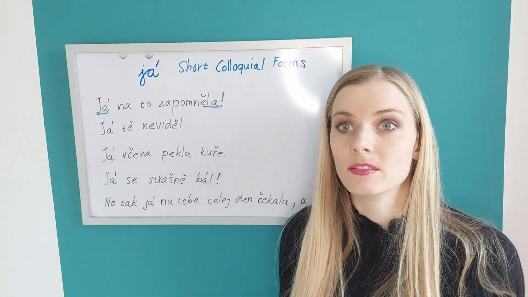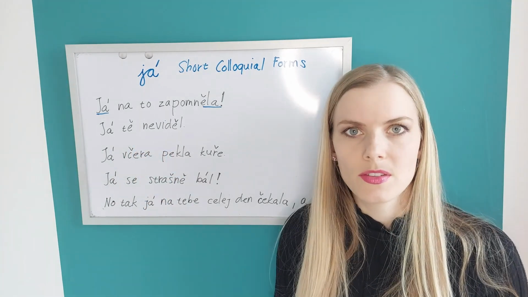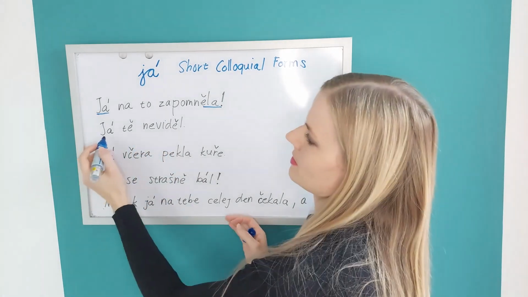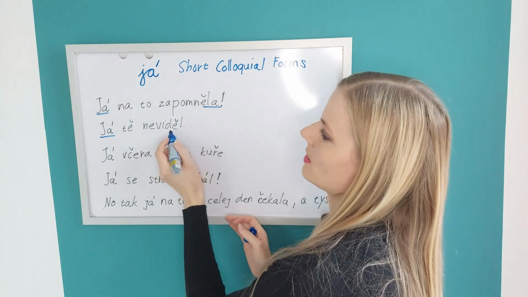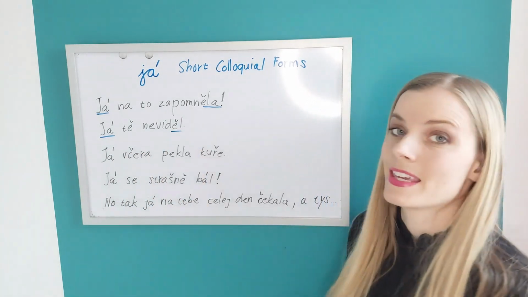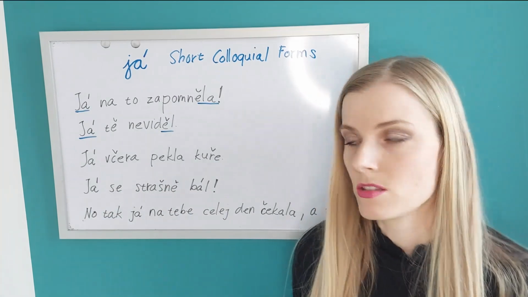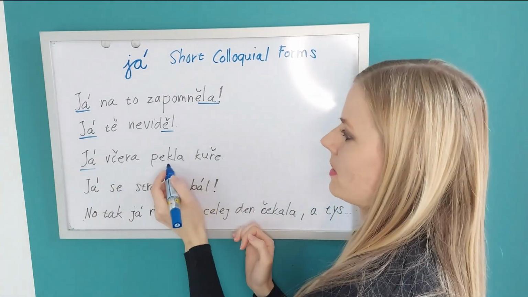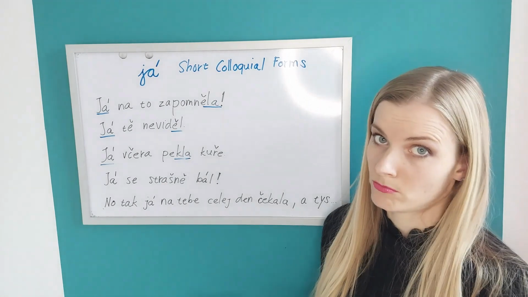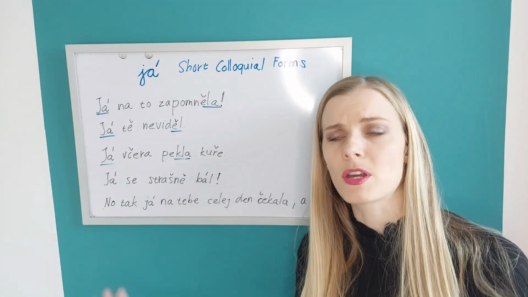Já tě neviděl. I didn't see you. Promiň, já tě neviděl. Sorry, I didn't see you. The same thing. Pronoun is here, the ending is here. Já tě neviděl. Já včera pekla kuře. I roasted a chicken yesterday. Já včera pekla kuře. Instead of já jsem včera pekla kuře.